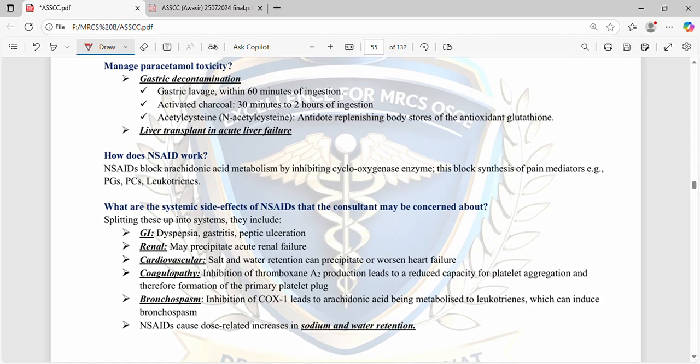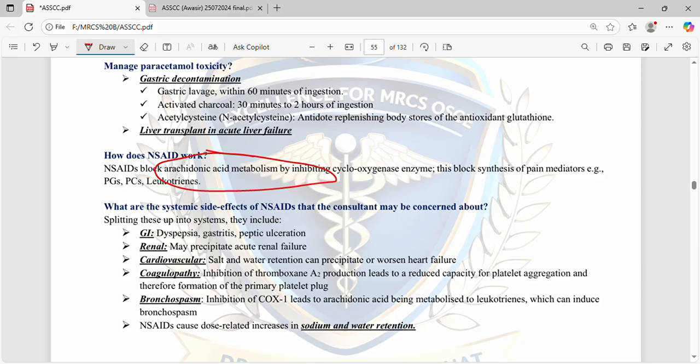How do NSAIDs work? NSAIDs block arachidonic acid metabolism by inhibiting the cyclooxygenase enzymes COX-1 and COX-2. These block the synthesis of pain mediators such as prostaglandins, prostacyclins, and leukotrienes. So the pain mediators are prostaglandins, leukotrienes, and prostacyclins. So you basically block the arachidonic acid metabolism pathway by inhibiting the COX enzymes.